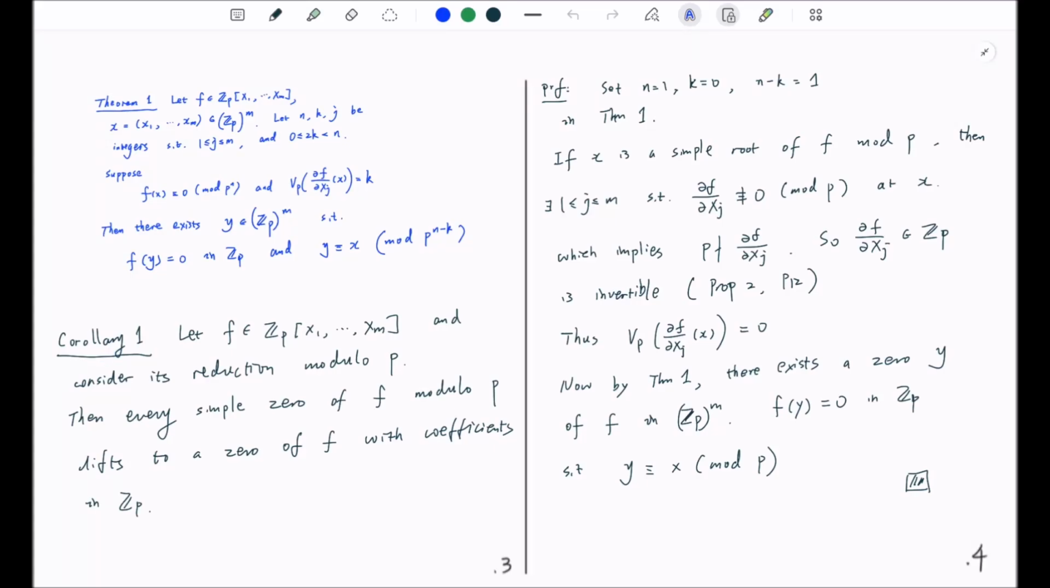In our corollary 1, we have shown that every simple zero of a multivariable polynomial over Zp obtained by reduction modulo p can be lifted to a true zero of this polynomial over Zp. Actually, it turns out that if f is a single variable polynomial, this lifting is actually unique. And in this video, we are going to prove this as a supplementary material to Sarah's book for this section, which will be used later.